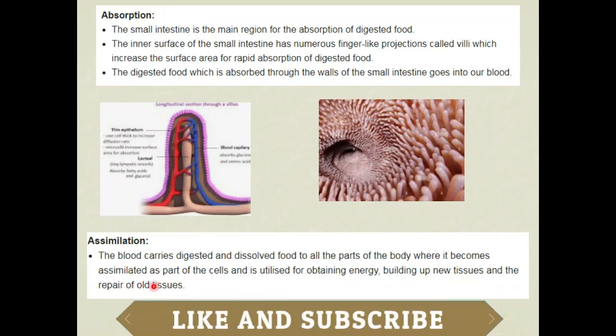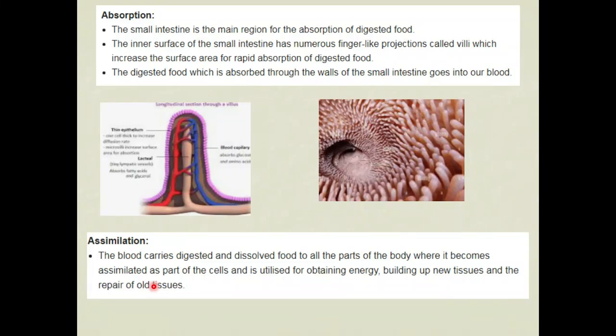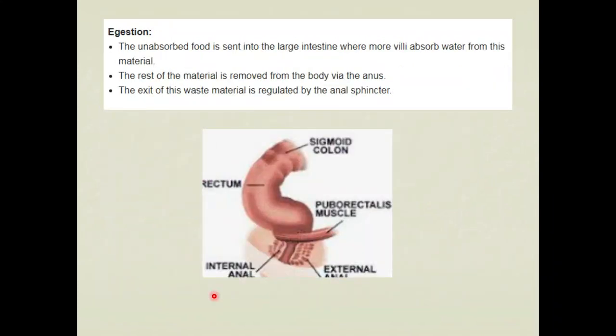This is a very important question. Where does the digested food go? What is the role of digested food? They will be asking, so please make a note of it. The last process is egestion. Here the unabsorbed food is sent into the large intestine, which absorbs water from its material.